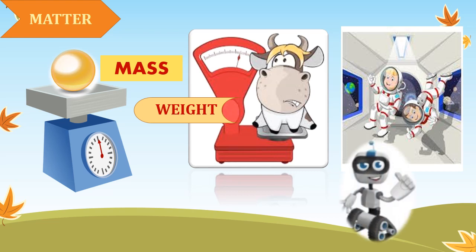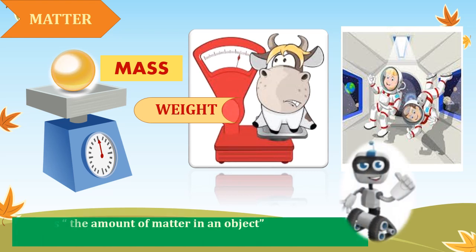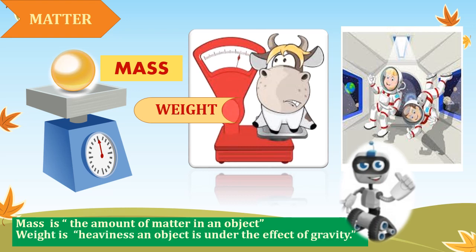Oh, Miss Eric, I got it. You mean mass is the amount of matter in an object and the weight is heaviness of an object under the effect of gravity. Very good, Merrick, you got it.